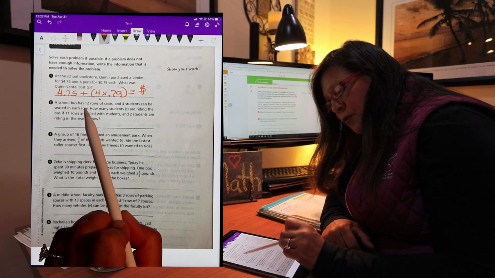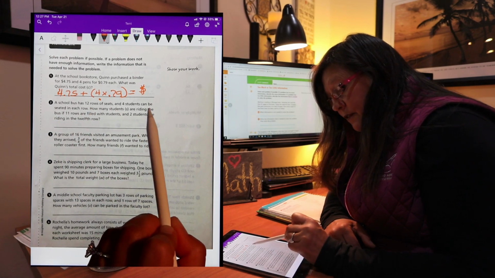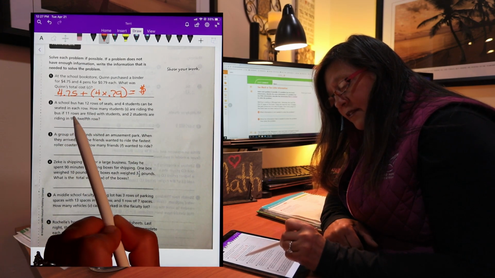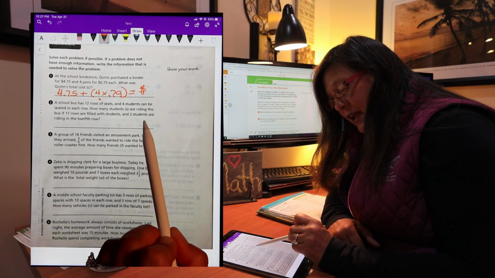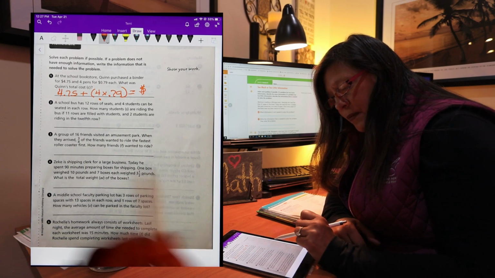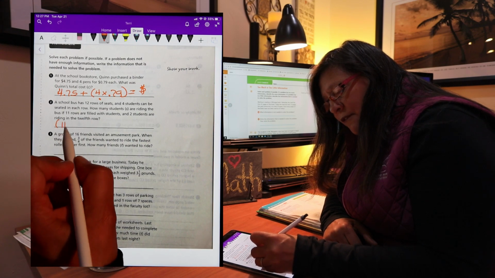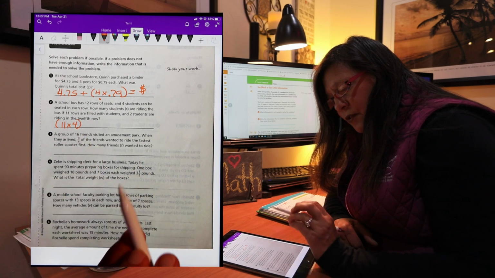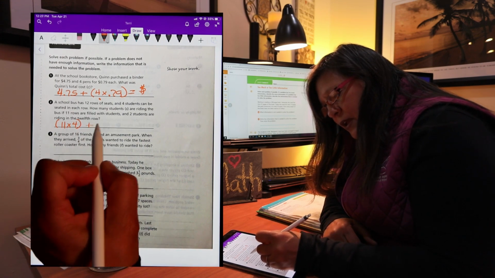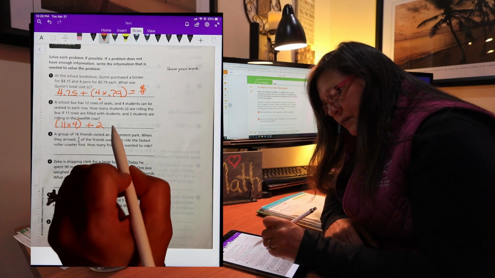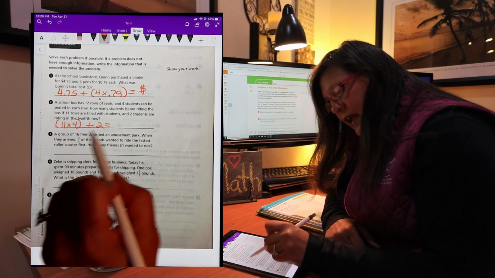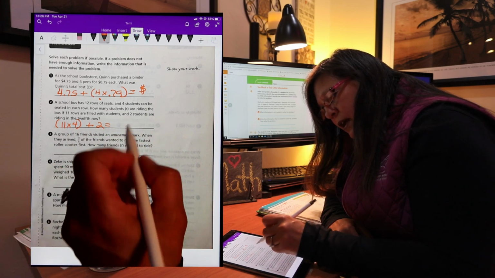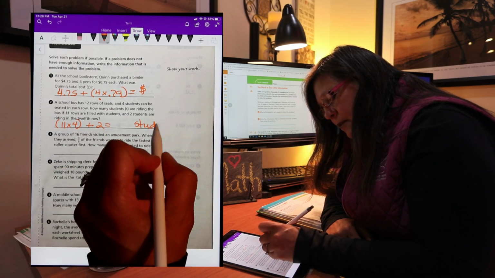Number 2, a school bus has 12 rows of seats and 4 students can be seated in each row. How many students are riding the bus if 11 rows are filled with students and 2 students are riding in the 12th row? Okay, well, we know we have 11 full rows and 4 students fit in a full row. And then we have 2 in the 12th row. Okay, so go ahead and add that, multiply and add. And our label, how many students? That's going to be your label.